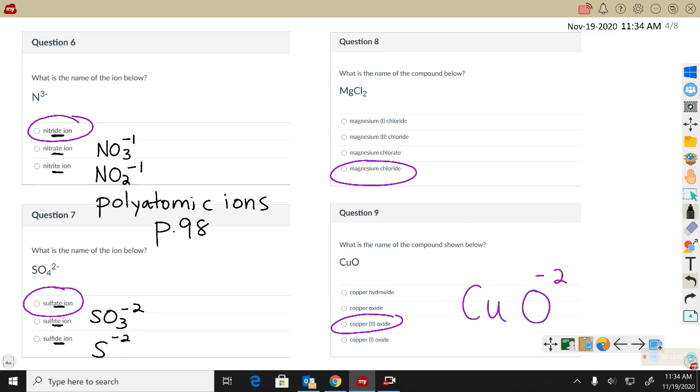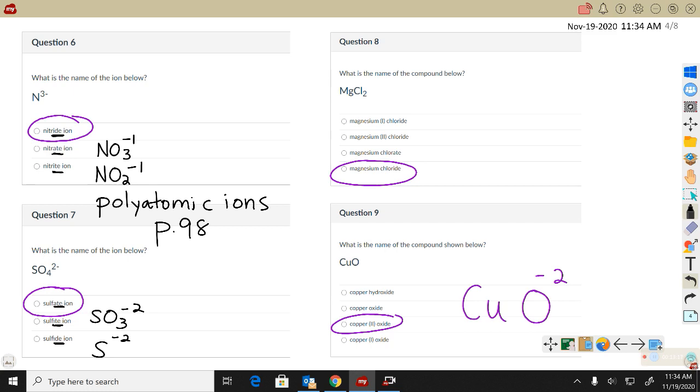So something like MgCl2, we've got magnesium, and the IDE ending represents chloride. So it's just regular chlorine, nothing fancy. So the chlorine turns to chloride.